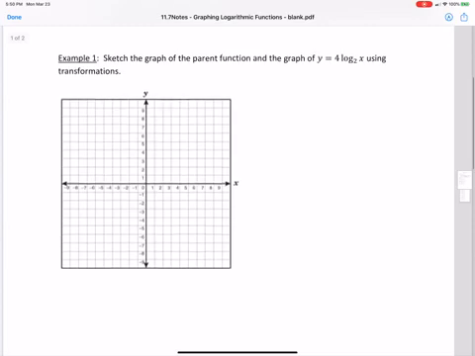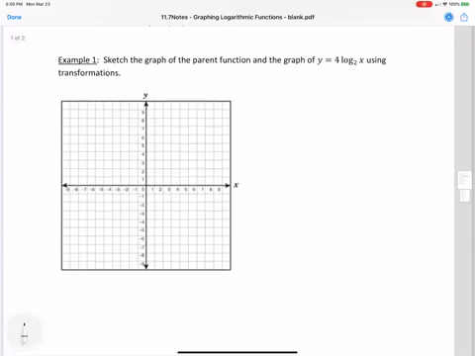All right, so for example 1, we're going to look at the parent function as well as the transformed function and see how they relate to one another. The first thing I'm going to do is sketch the parent function. The parent function that you're seeing would be y equals log base 2 of x.